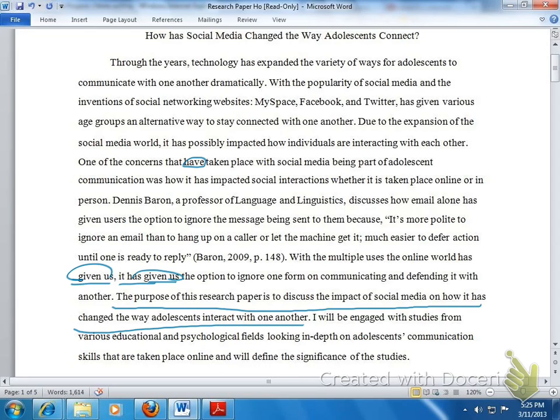Would you say it's the next part too? I will be engaged with studies. I would say yeah. Why would you say yeah? Tell us. It talks about what else is going to be in the paper. So it's laying out a roadmap. I will be engaged with studies from various educational and psychological fields, looking in depth on adolescents' communication skills that are taking place online, and will define the significance of the study. It's what else the paper is going to do.